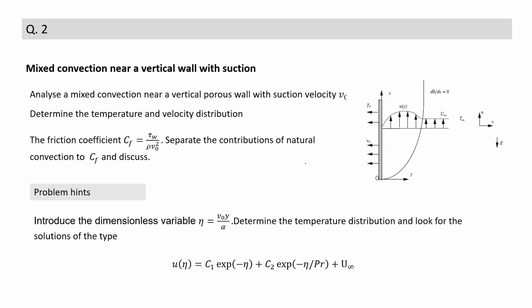Next, the second problem is a very interesting problem. It's not a conventional problem. It's a theoretical kind of question. We are trying to derive a relationship which is actually not mentioned in many of the books. So this problem is very interesting. The question is of the type mixed convection.